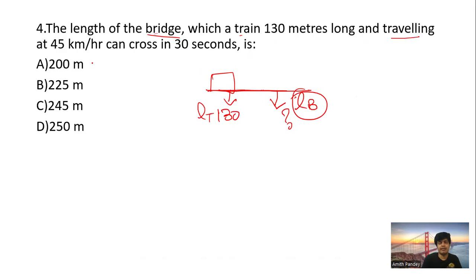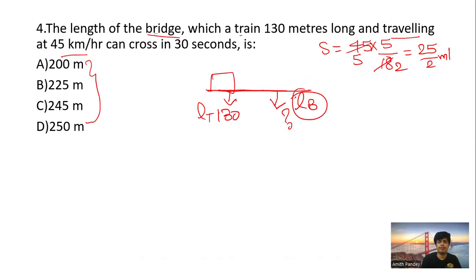And the train is traveling at the speed of 45 kilometer per hour. As you can see, all the options are in meters, so I need to change the speed into meter per second. I need to multiply with 5 by 18. So 9 5s are 9, 2 2s are, that is 25 by 2 meters per second. Hope it's clear till here.